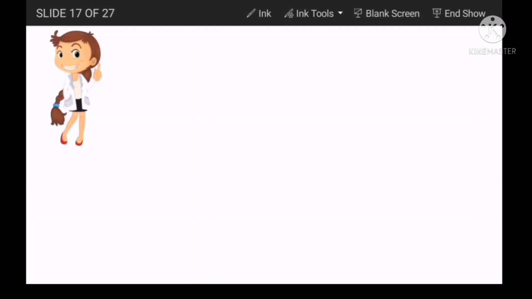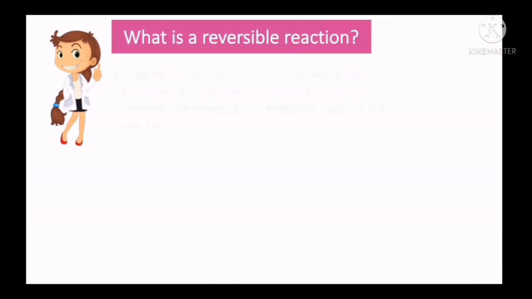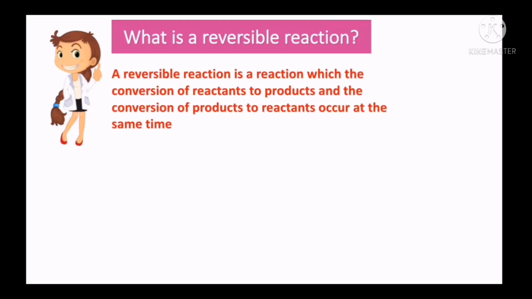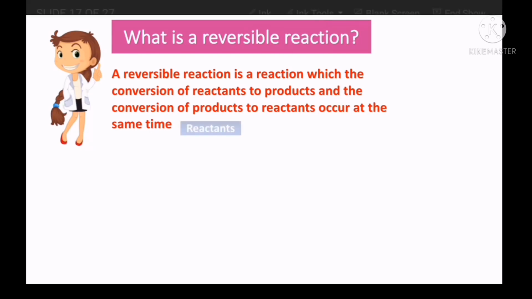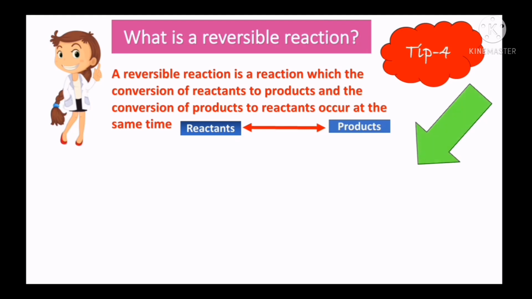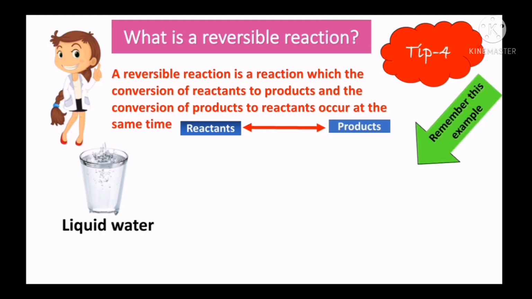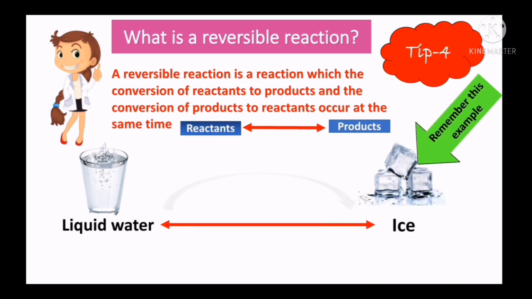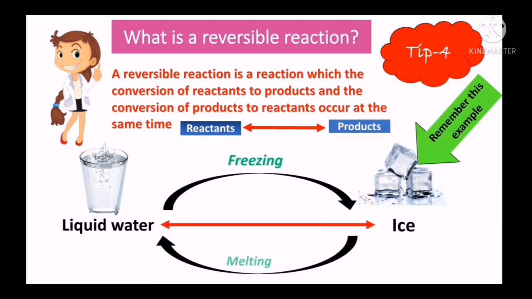Let's see what a reversible reaction is. Well, a reversible reaction is a reaction in which the conversion of reactants to products and the conversion of products to reactants occur at the same time. In these types of reactions, reactants can be converted into products and products can also be converted into reactants at the same time. I will explain it with a simple example. So, remember this example as my tip number 4. Well, you can get ice by freezing liquid water, and you can also get liquid water by melting that ice again. So that's why we call these types of reactions reversible reactions.